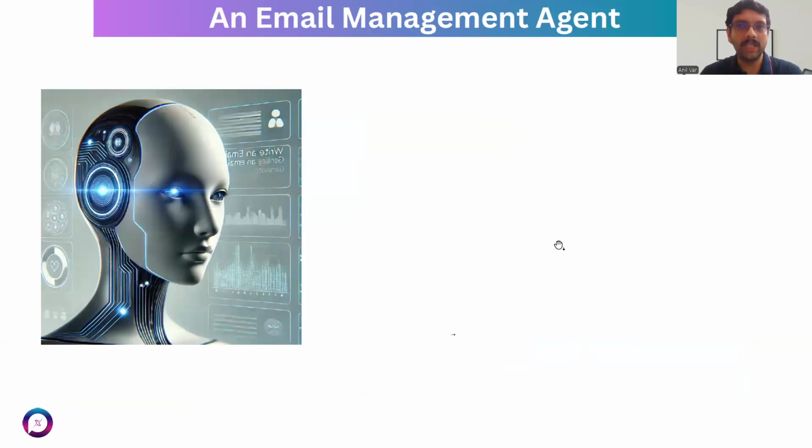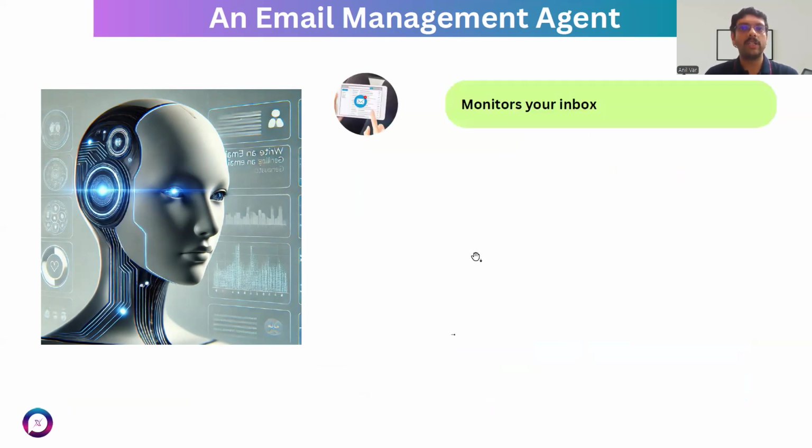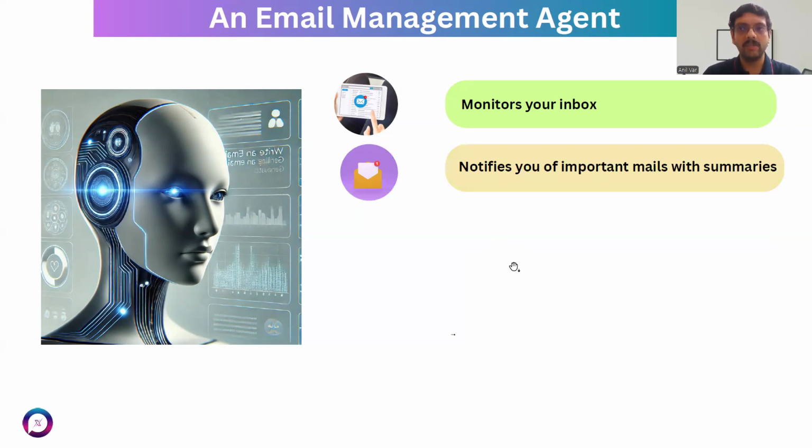So let's look at a simple example. We've looked at a self-driving car, which is a very complicated example, but let's look at an agent that's designed and trained to manage your email. What does it do? It monitors your inbox. You've given it access to your inbox, hopefully it's not monitoring on its own. It notifies you if there's an important email and gives you a summary, so you don't have to read every email. It is set up to know which emails are important.